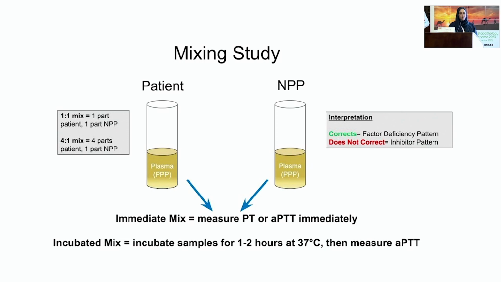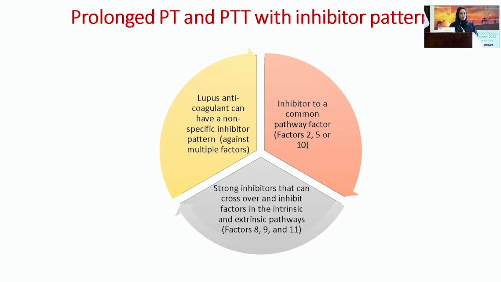And then after that, they incubate 1 or 2 hours according to your lab specification at 37 degrees, and then measure PTT. We don't usually do incubation for PT. Some labs do, because a factor 7 inhibitor is very rare. So inhibitors in general, they show up in immediate. Factor 8 inhibitor can correct in immediate mixing and later prolong with incubation. So it has a slower kind of activity.